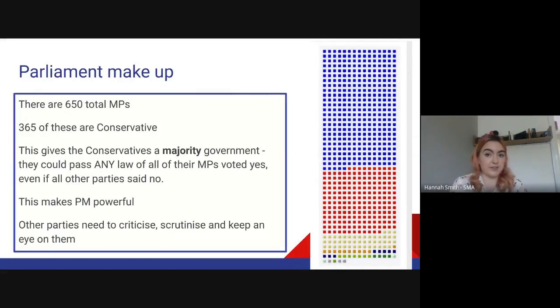It does make the Prime Minister very powerful, because if he really, really wanted to, he could turn around to every single one of those Conservative MPs and tell them, you are going to vote with me on this, whether you like it or not, or face the consequences.